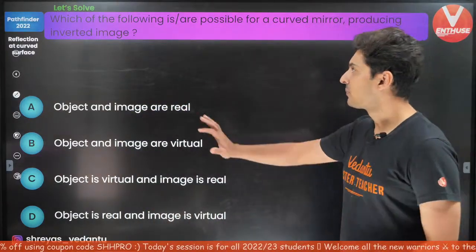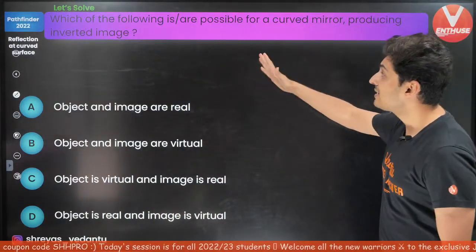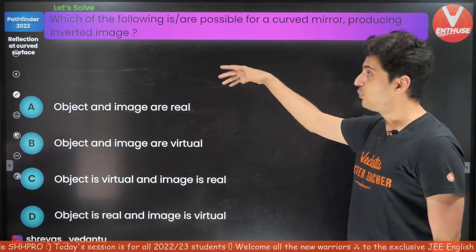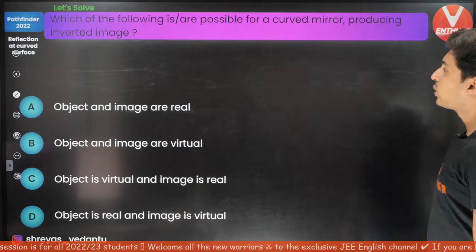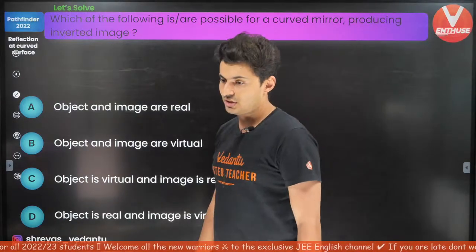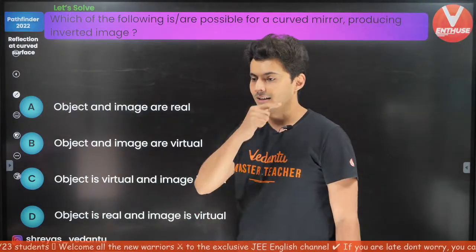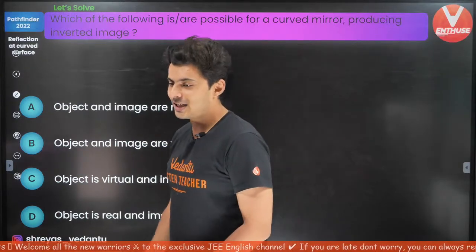Very good question. Which of the following is/are possible? That means advanced type, more than one may be correct. For a curved mirror producing inverted image. Producing inverted image. Yes. Okay, definitely, Ishwar.